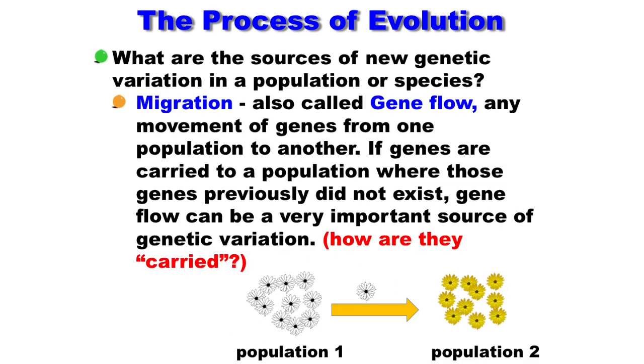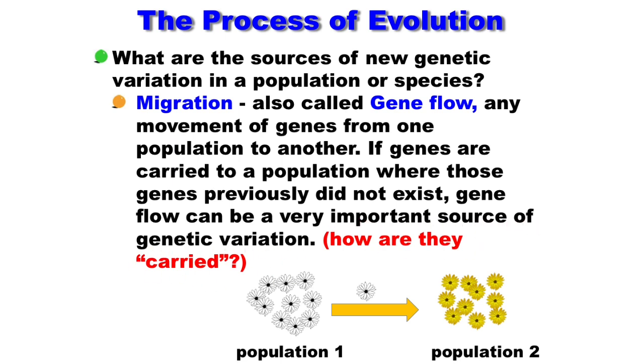So we call this a phenotypic change, which is caused by a genotypic change. Now let's talk about the second example of microevolution, which is migration, also called gene flow, any movement of genes from one population to another one. I would also, in many cases, change the word genes to alleles. Alleles are a form of the gene, a slightly different form. If genes are carried to a population where those genes previously did not exist, gene flow can be a very important source of genetic variation.